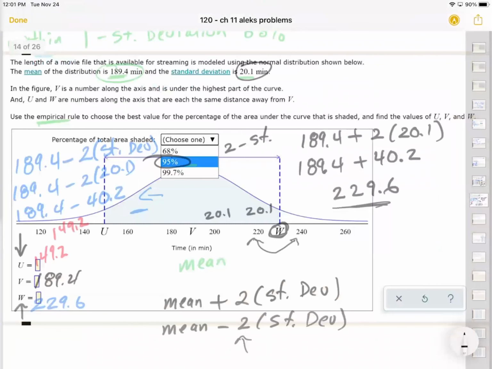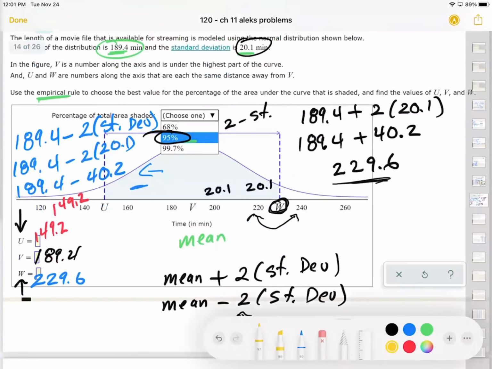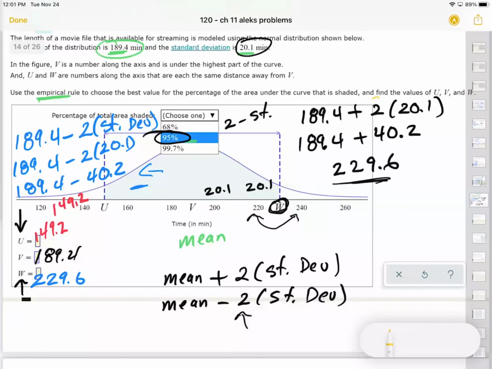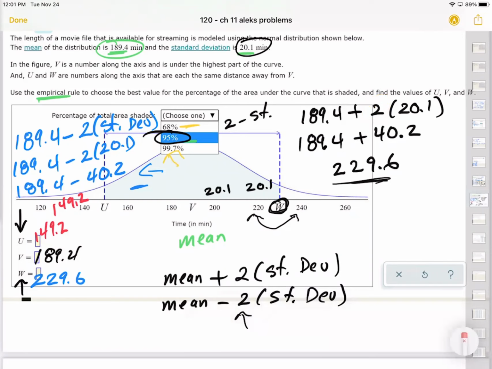Again, if you determine for this particular problem that it's 68%, then instead of the 2 right here, you will use 1. If you determine it's 99.7, then instead of the 2, you will write a 3. So everything is the same. It's just that instead of the 2, you write a 3 if it's 99.7, or a 1 if it's 68.